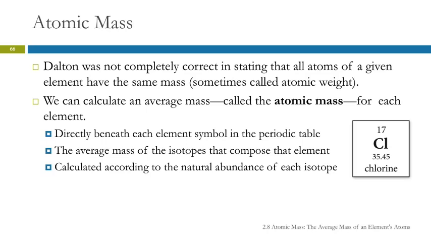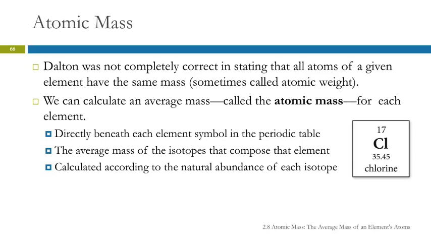Now, when we are doing chemistry, we are almost always dealing with a very, very large number of atoms. And so the difference between this particular atom and that one, the mass doesn't matter. What we're concerned about is the average mass of the atoms. So we can calculate the average mass, we call that the atomic mass, for an element. So the average mass, or the atomic mass, is the average mass of an atom.